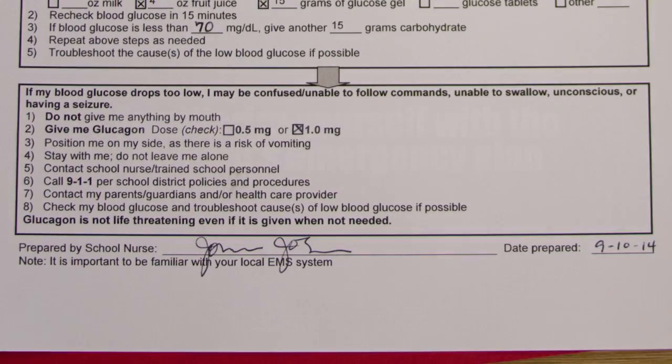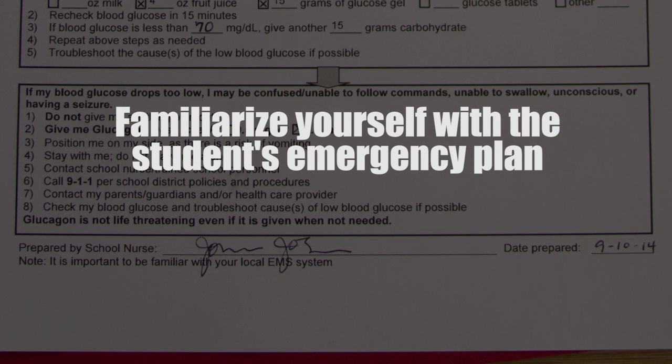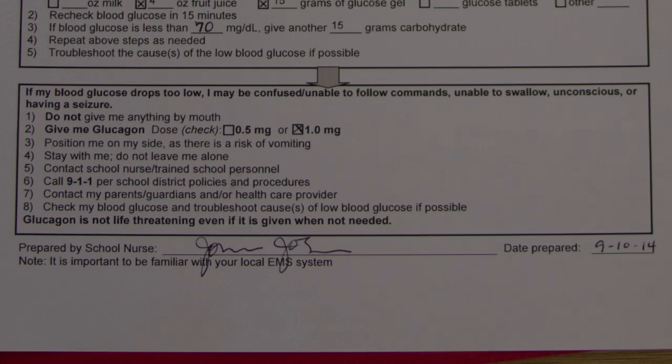Given that when a child is having symptoms of severe low blood sugar, it can be a stressful situation, it is highly recommended that you familiarize yourself with the student's emergency plan beforehand. Your school nurse or other licensed healthcare professional must review the glucagon procedure with you to ensure that you have the skills to perform this emergency medication administration.